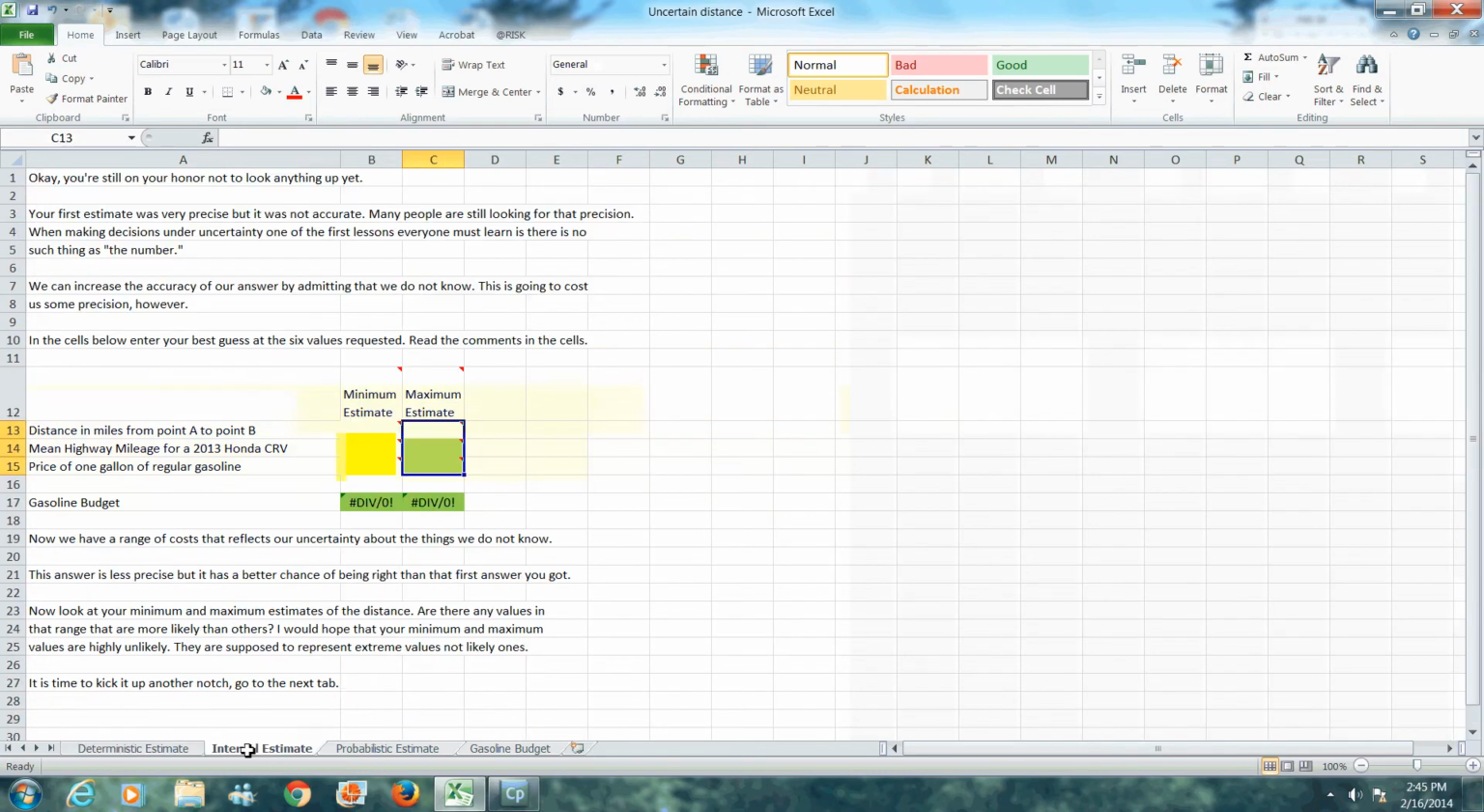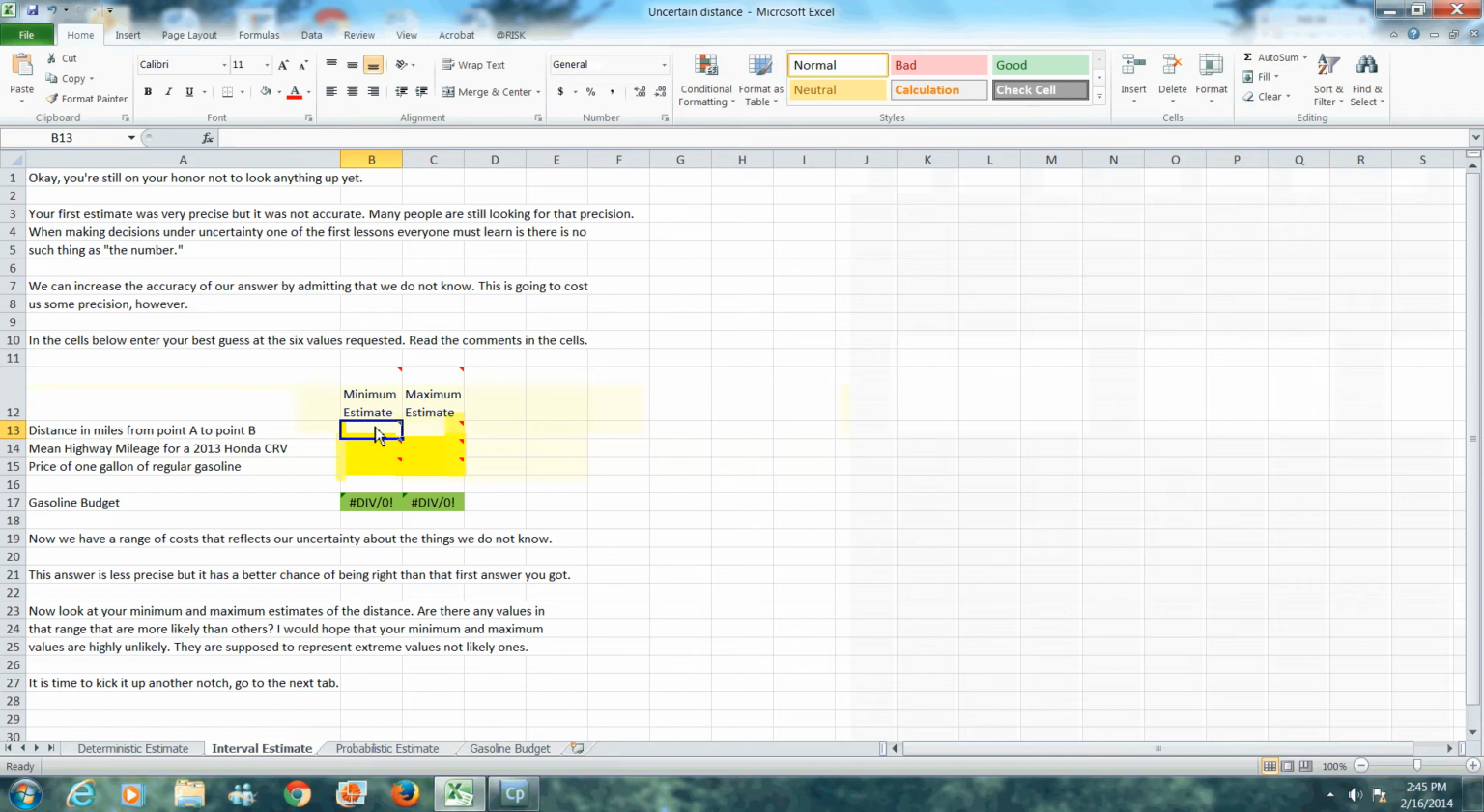So I'm going to go to a tab here that has an interval estimate. Don't worry about reading all of the words here. If you work through this exercise, they are to guide you through it. I'm going to jump right to the cell here that we want to work in, that I want to estimate this mileage as an interval now. Instead of saying it is 1,200 miles, we want to look at creating a minimum estimate. I want to make guesses about the distance, the mileage, and the price of gas such that I would have the lowest feasible gasoline budget.